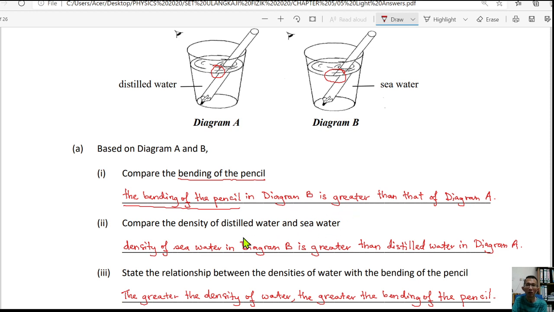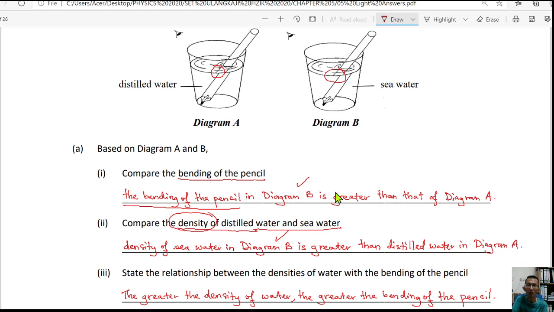Next one, compare the density of distilled water and seawater. So I write the quantity to be compared, the density of the distilled water and seawater. The main quantity is the density. I mention my diagram B first, then I mention my diagram A. So the density of seawater in diagram B is greater than that of distilled water in diagram A.